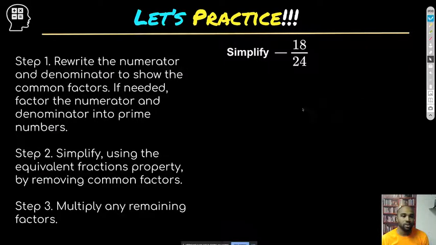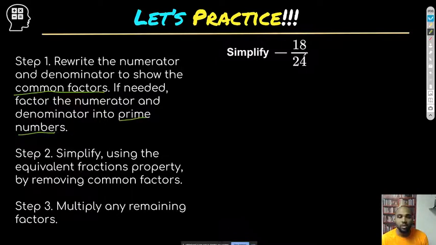All right, let's practice this. How do we reduce or simplify a fraction, an algebraic fraction? So here's what we do. First step, rewrite the numerator and the denominator to show the common factors. Once you start doing this a lot, you're not going to have to do all these steps. You'll do it pretty quickly, and you can just go from the original question straight down to the answer with a little bit of mental work. But I want to show you each step and what's going on. If needed, factor the numerator and the denominator into prime numbers, which we'll do. And so let's go ahead and do that.